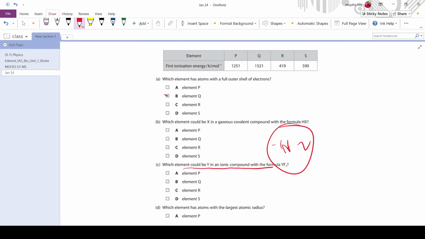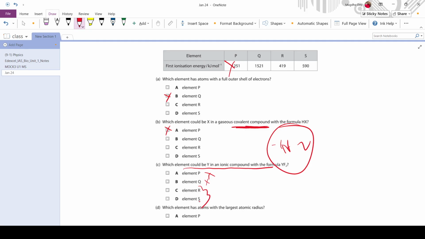So B and A. So element P, we cannot take element P because that is a gaseous covalent compound, so that's out. We cannot choose element Q as well because we cannot have an element with a full outer shell of electrons. It's not possible to produce an ionic compound because obviously there's YF2, so that's not possible.